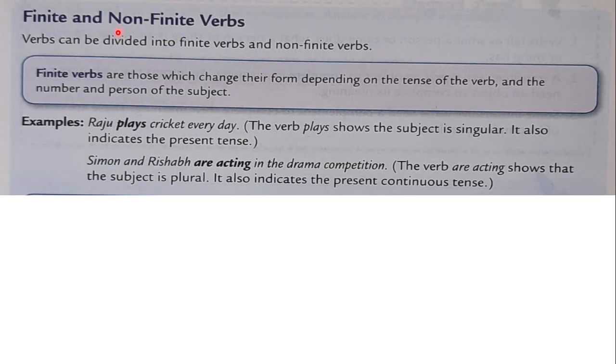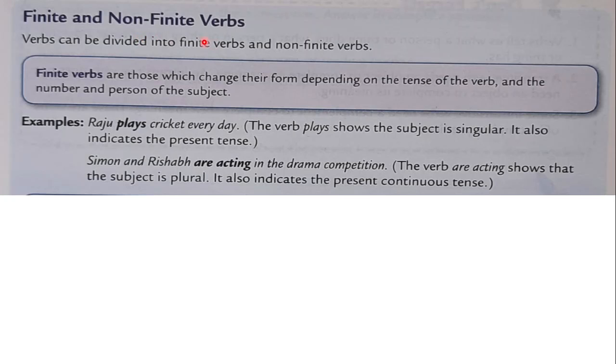Okay, students, you see, we had been doing chapter 11 of English grammar, verbs. The previous day you learnt about transitive and intransitive verbs, and intransitive verbs are also known as verbs of incomplete predication. Okay, so here we will do finite and non-finite verbs.